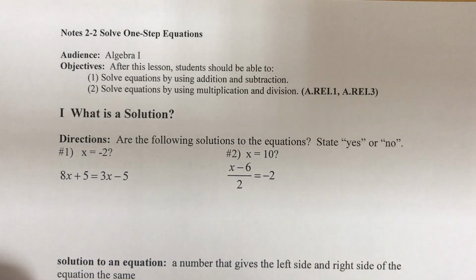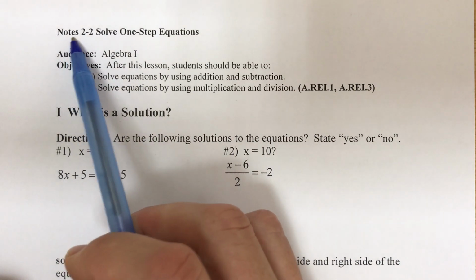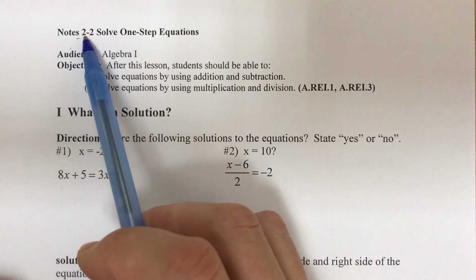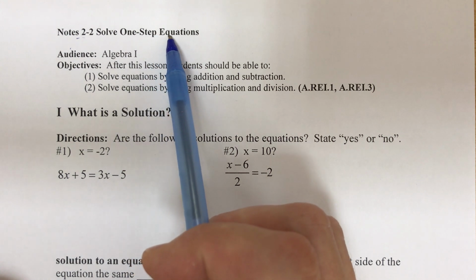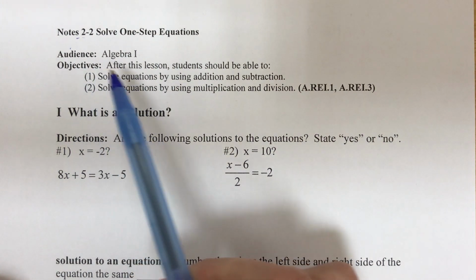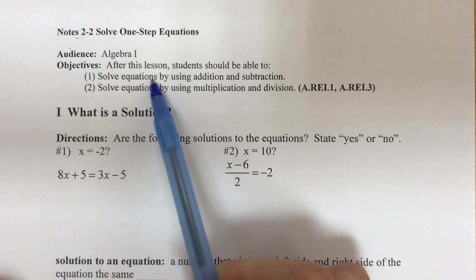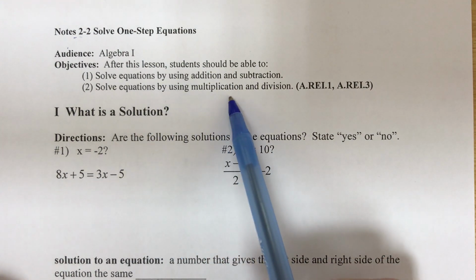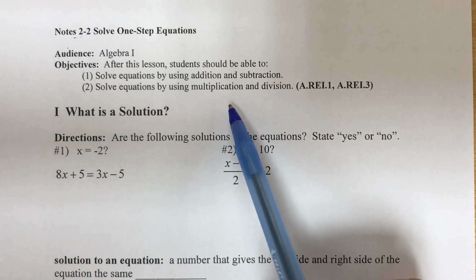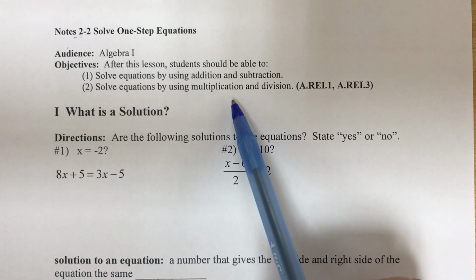Okay, Algebra 1 fans, our topic for today is Notes, Section 2-2, Chapter 2, Section 2, Solve One-Step Equations. Our objectives after this lesson: students should be able to solve equations by using addition and subtraction, and solve equations by using multiplication and division. Before we begin, let me give you your joke of the day.